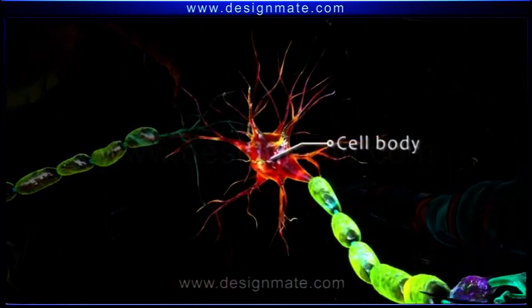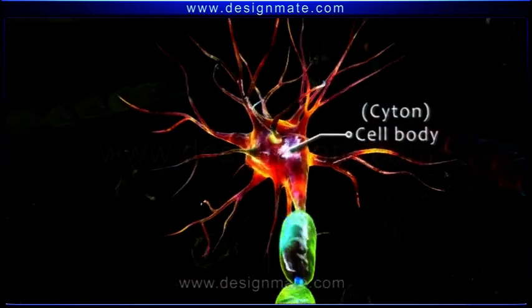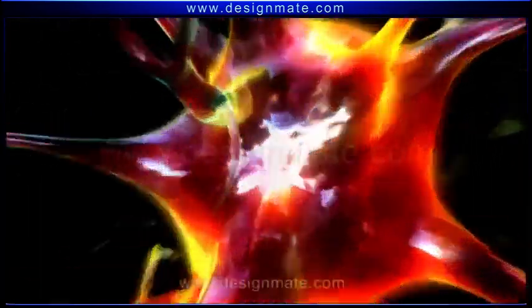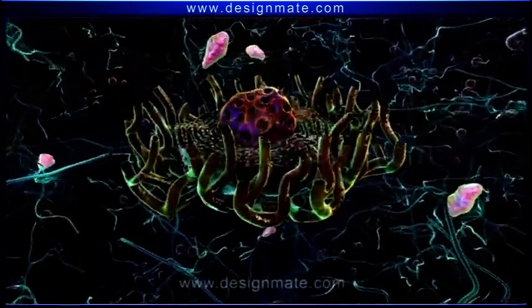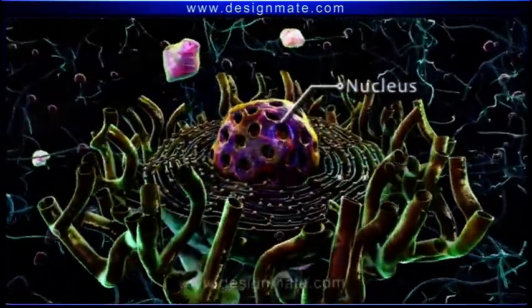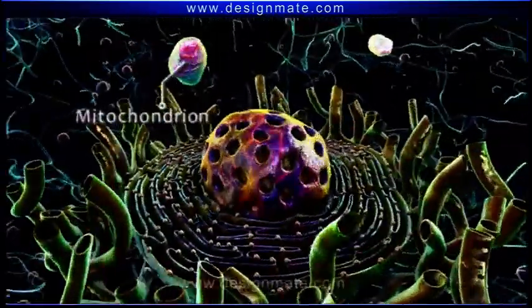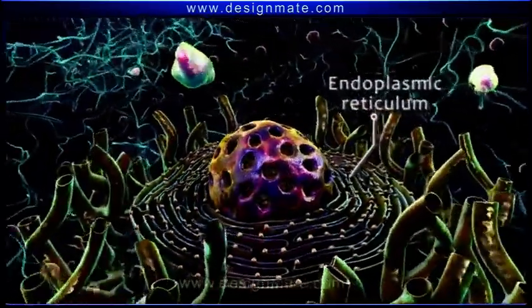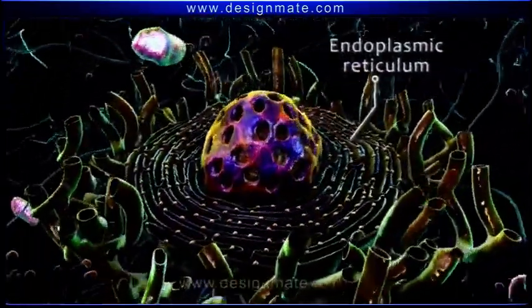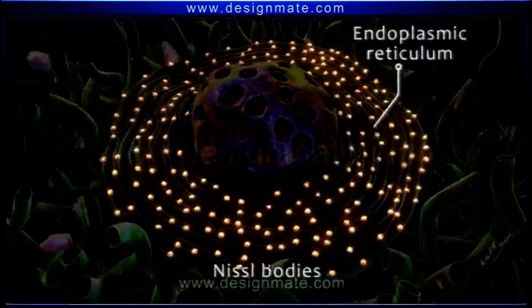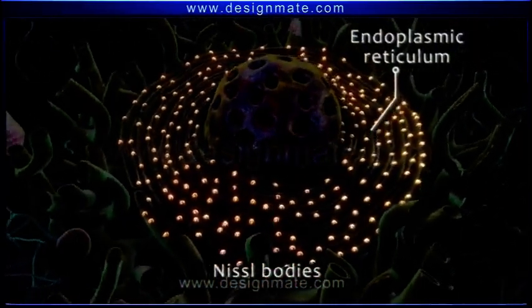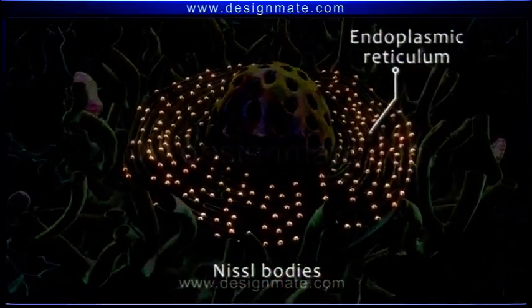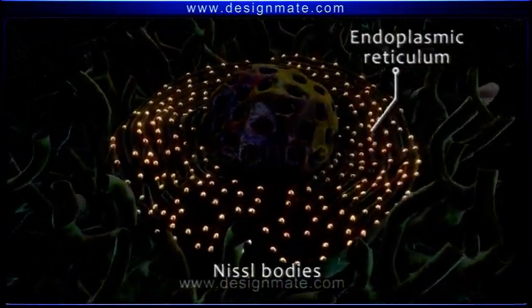The cell body, also called the cyton, is the central part of the neuron. A magnified internal view of the cell body shows a nucleus and cytoplasm containing mitochondria and endoplasmic reticulum. The endoplasmic reticulum shows nissl bodies, which are seen scattered on its surface. The nissl bodies are a characteristic feature of neurons.